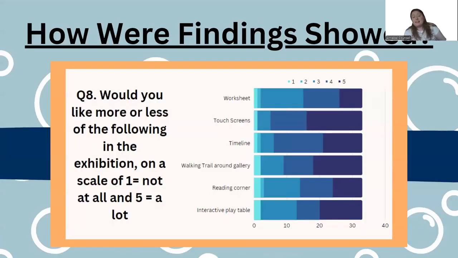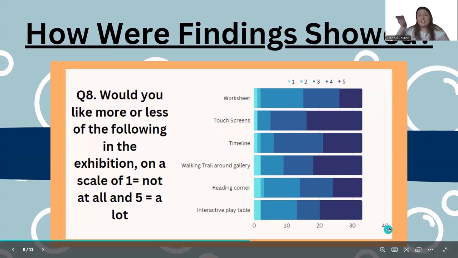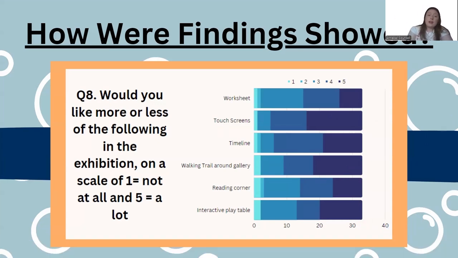So how were the findings presented? As I similarly said before, we used numbers to understand what were the most popular answers and what were the least popular answers. So this was one of the ways that we portrayed our findings, in bar charts. For example, as you can see in this one here, touchscreens were very popular, as well as walking trails. So, really, very engaging activities that you can provide.